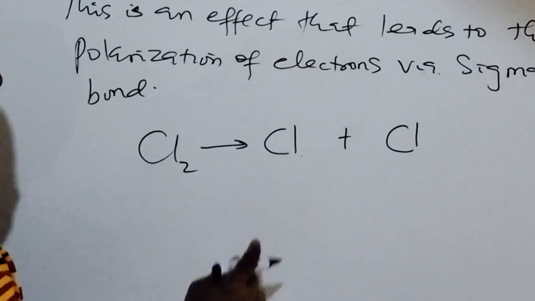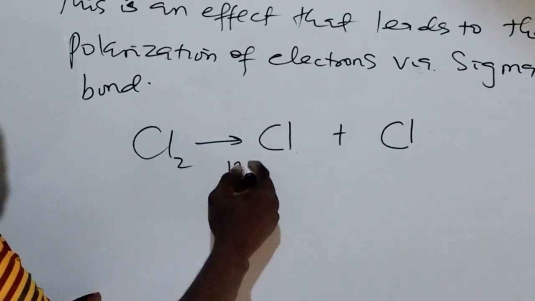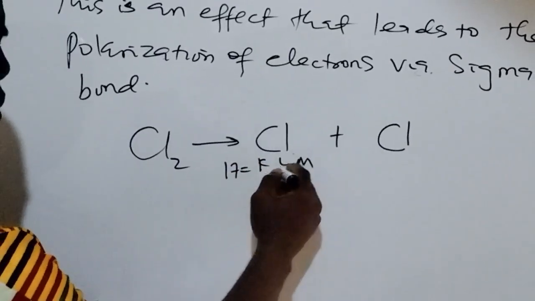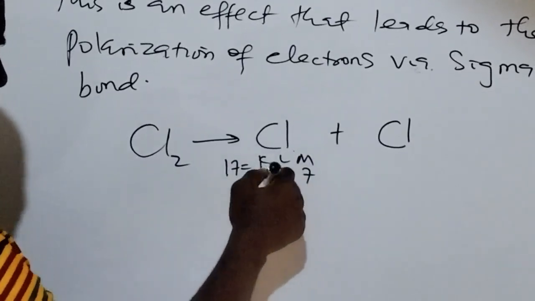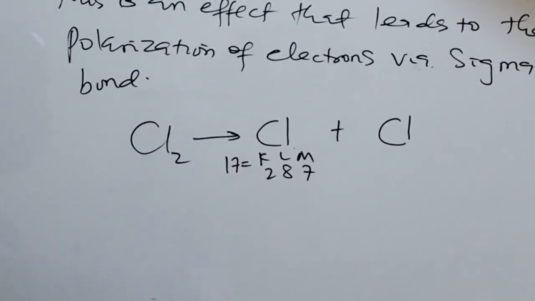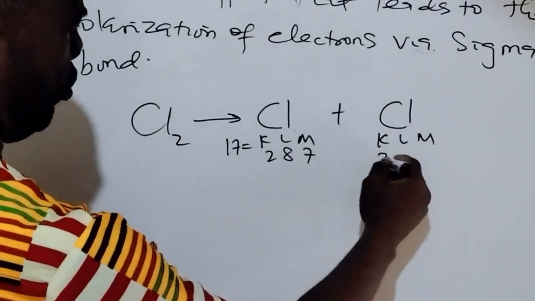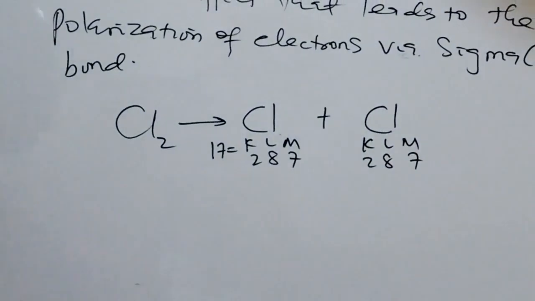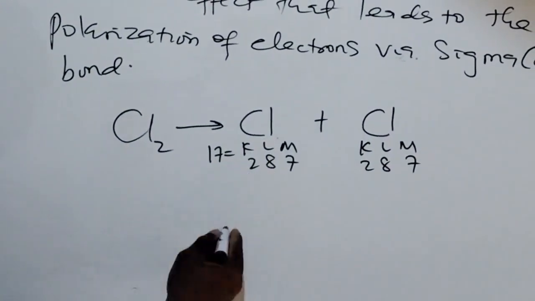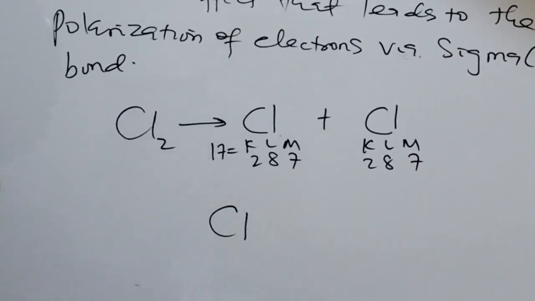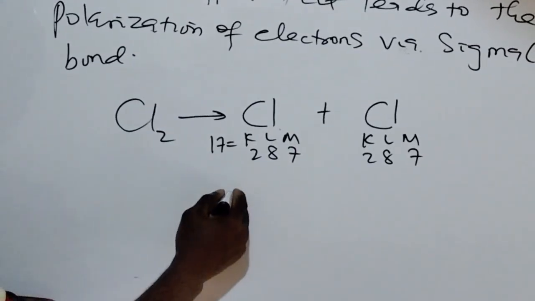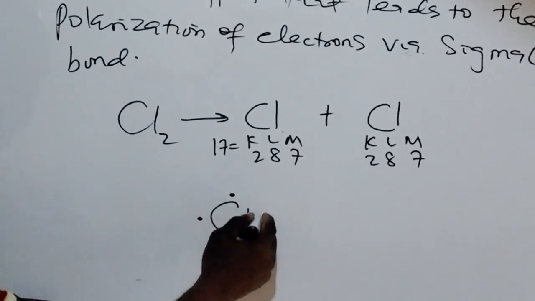Each chlorine atom has 17 electrons. These 17 electrons are arranged as 2 in the K shell, 8 in the L shell, and 7 in the M shell. So each chlorine has 7 electrons in the outermost shell, and we share the electrons following the Lewis electron structure.